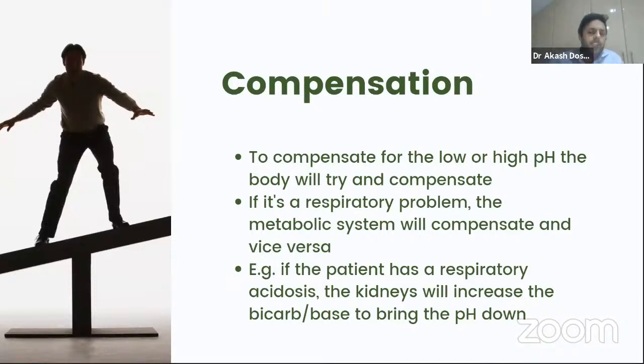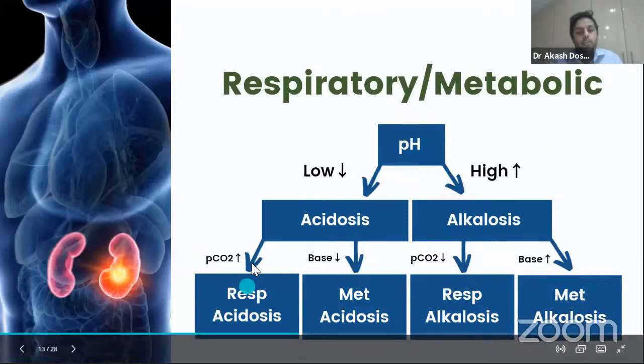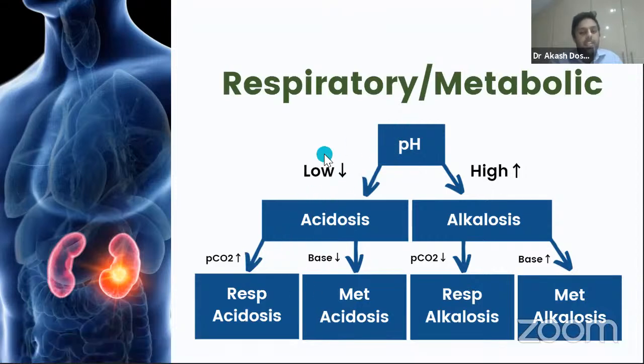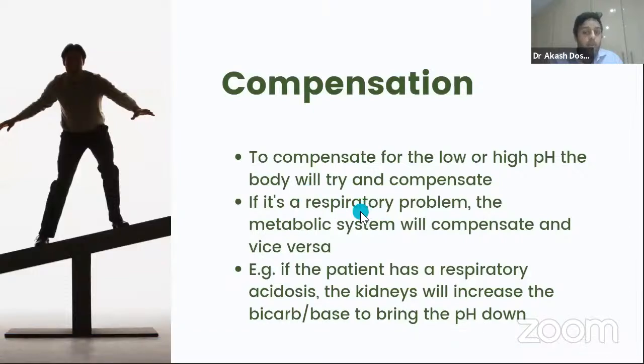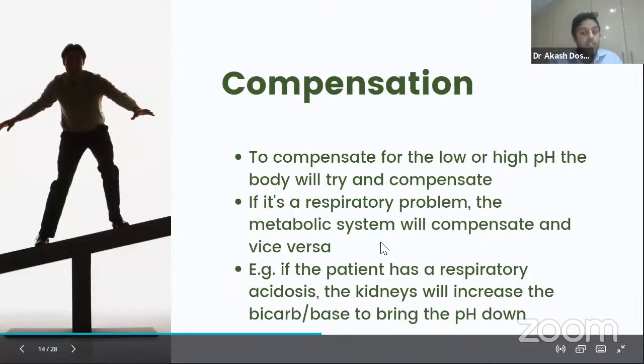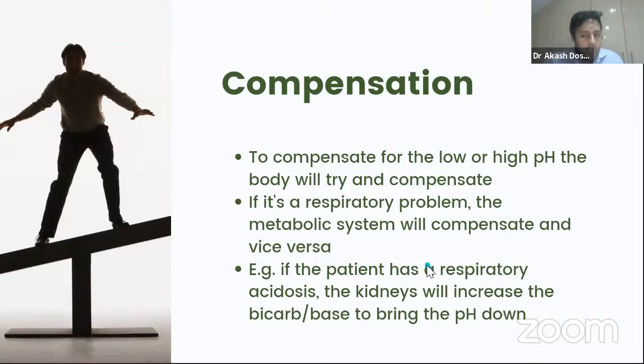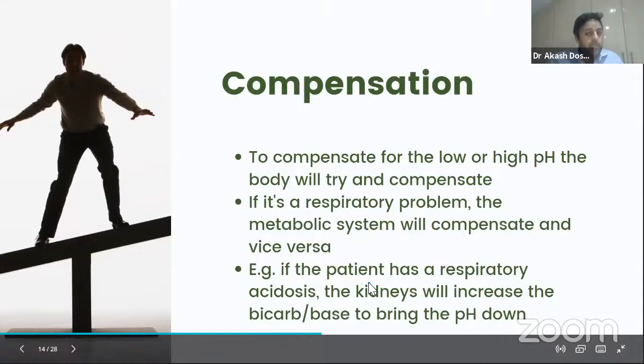I'll briefly mention compensation, but actually in real life, it doesn't impact our management so much. Essentially, if the patient has a respiratory acidosis, then the bicarb will try and go up to offset this acidosis, to basically equalize the pH. So that's what we mean by compensation. Whatever the case, one of these things will try and do the opposite. If it's a respiratory problem, the metabolic system will compensate and vice versa. For example, if the patient has a respiratory acidosis, then over some time, and it takes a day or so for the kidneys to do this, they will increase the bicarb or the base to bring the pH up.